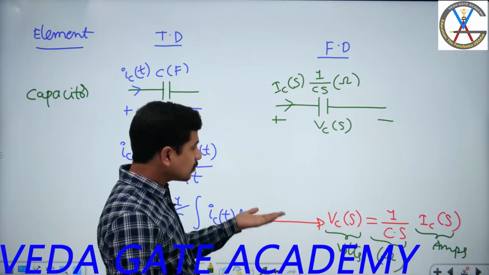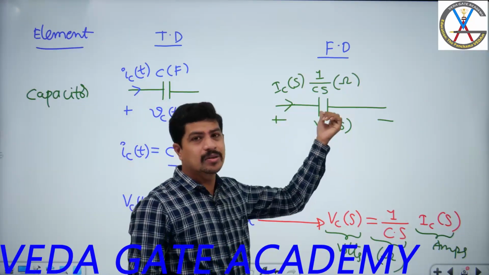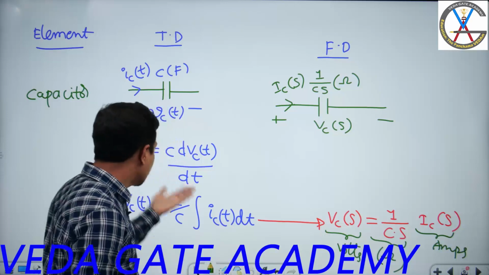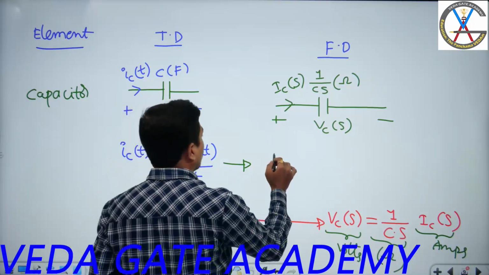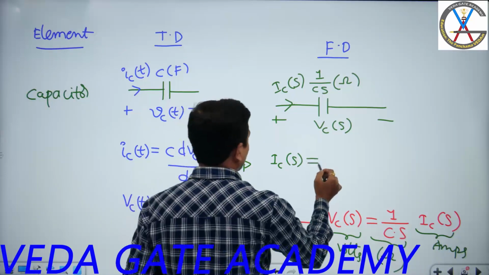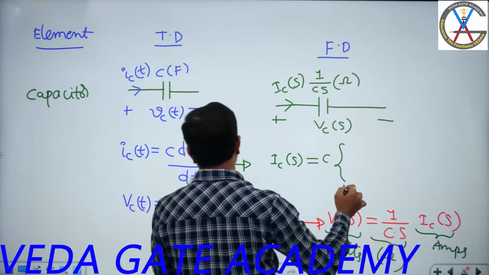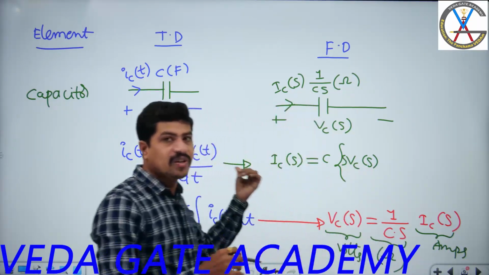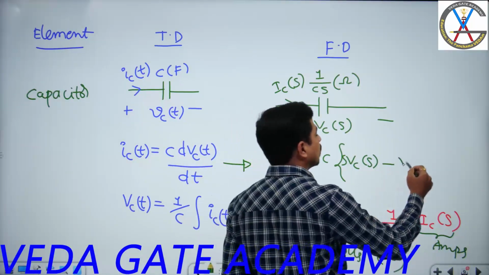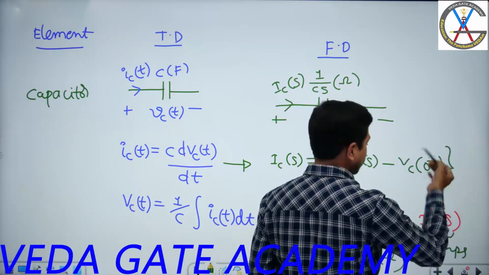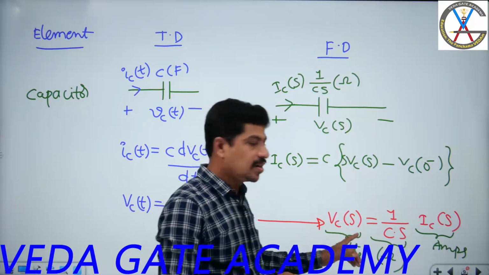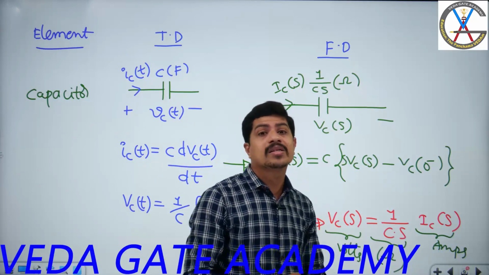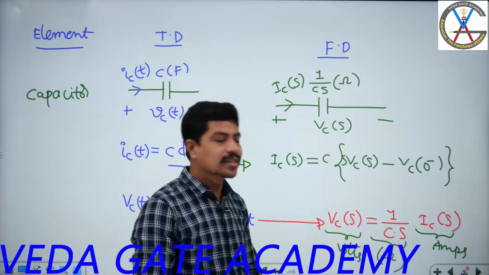Okay, but come on here, Vc of S is equal to 1 by Cs into Ic of S. Ic of S units are ohms. Now if I convert this one, which is in integration form, I say differentiation form, please. Ic of S is equal to C into S Vc of S minus Vc of 0 minus, the initial condition. You know it very well. Here we are not discussing initial conditions. We will take initial conditions after completion of this discussion. Now the representation of a capacitor in S domain is 1 by Cs.